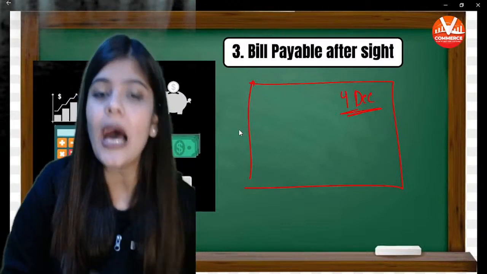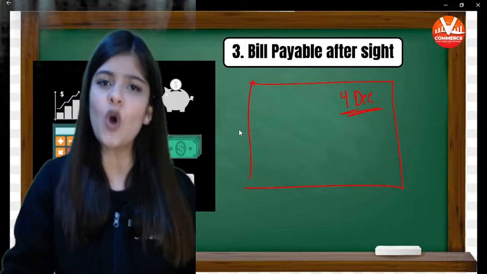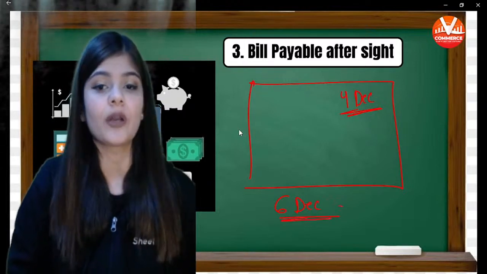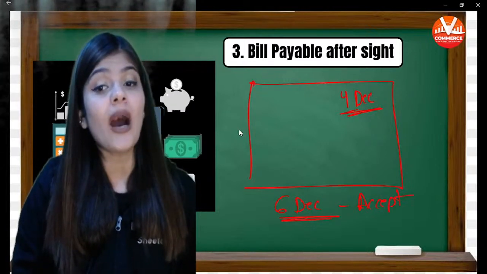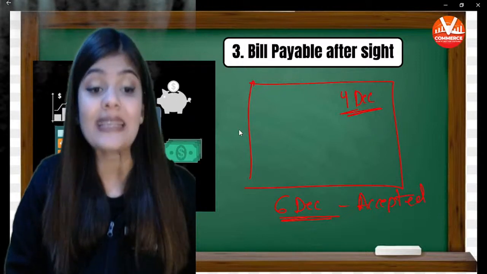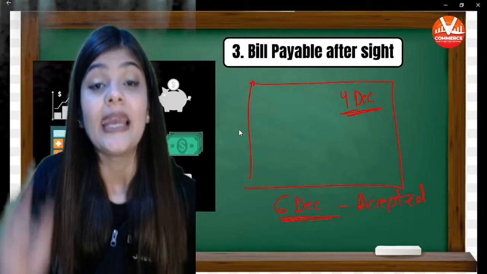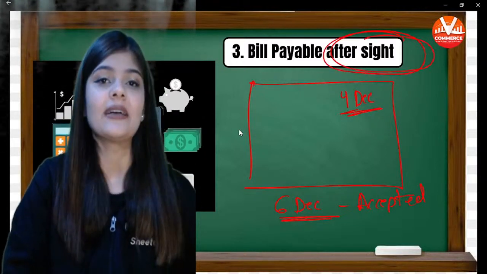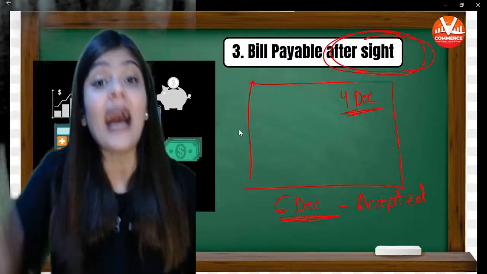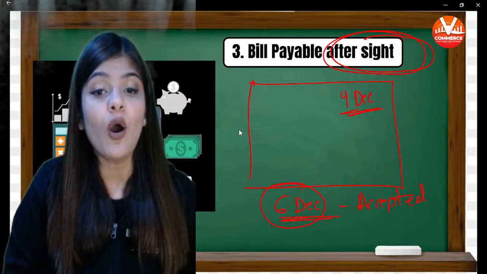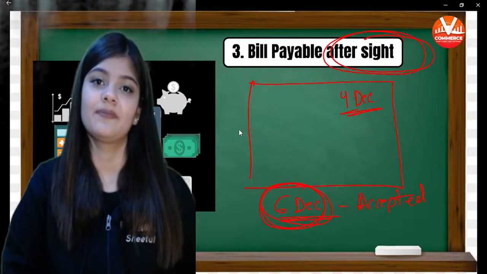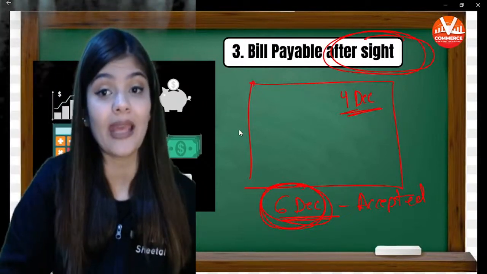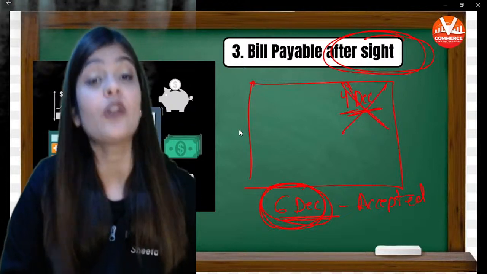अब ड्रॉई जो था, अंकित जो था, वो बहुत बिजी था. He was so busy, so he accepted the bill on 6th of December. बिल कब एक्सेप्ट हुआ? It was accepted on 6th of December. In this case, in bill payable after sight, the 2 months will start from the date of acceptance. The 2 months, the period will start from date of acceptance and not from date of bill.